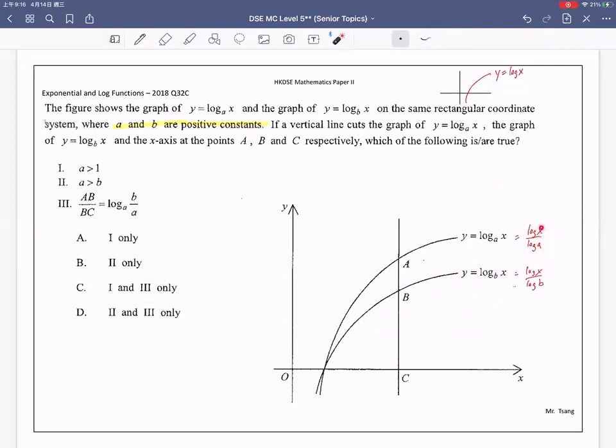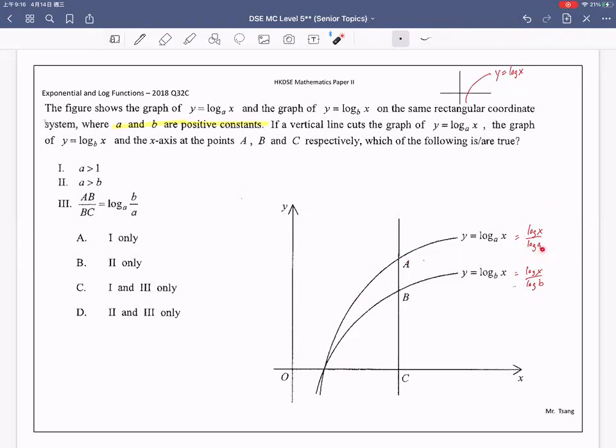That means 1 over log A is the coefficient, and 1 over log B is the coefficient. So you can see log A and log B don't affect the shape of the graphs. It still looks like log x. So what does that mean?